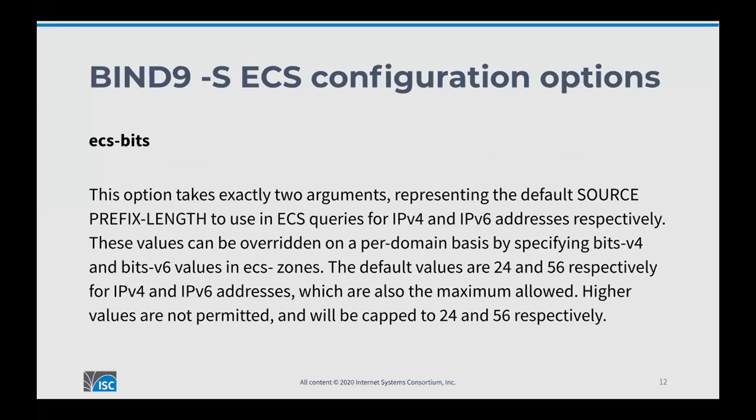On to a couple of configuration options. ECS bits is one of the main ones, and this is the place where you can set network sizes other than the defaults, right? If you use ECS bits, this is a global option, so this will be for everything that you're doing with ECS. You can override some of this, and you'll see this on the next slide. But in general, if you set ECS bits here, that will be global for any of the ECS queries that you're sending out. Default values, again, are /24 for IPv4 and /56 for IPv6.